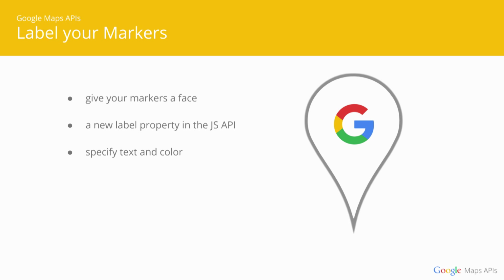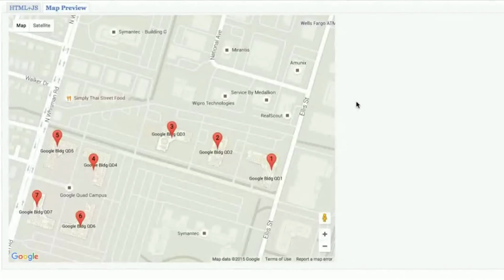So the marker label feature lets developers add a single letter or single number to their markers. It's a pretty simple feature, but it's really great for improving the usability of applications with lots of markers on a single map. So I'll show you another demo to illustrate this. So in this demo, basically the markers indicate the locations of 7 of the Google buildings in Mountain View.